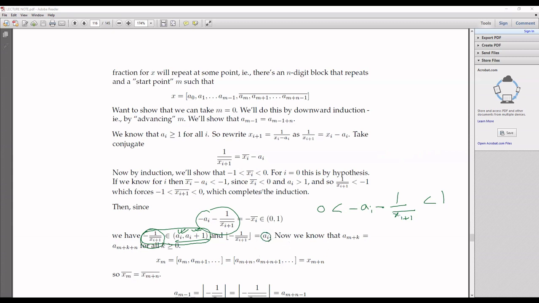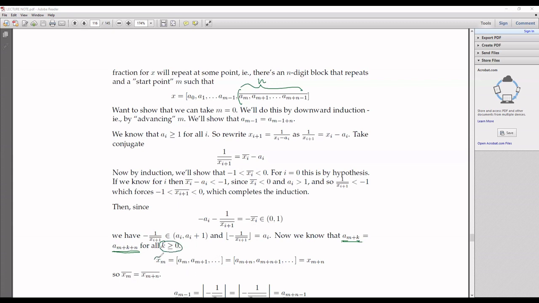Why is this helpful? Let's see. We already know that am plus k equals am plus k plus n, because we saw that starting from this point, the sequence is periodic of period n. So am plus k is am plus k plus n for sure, and this is true for every non-negative integer k.